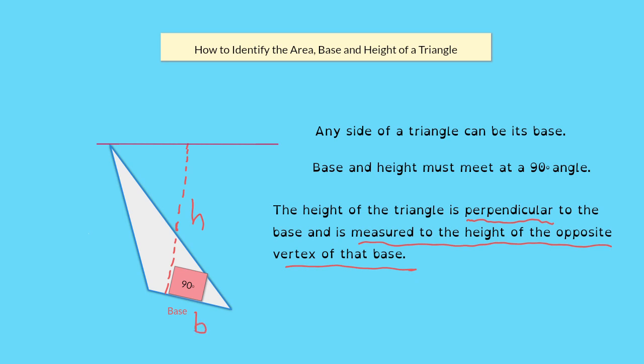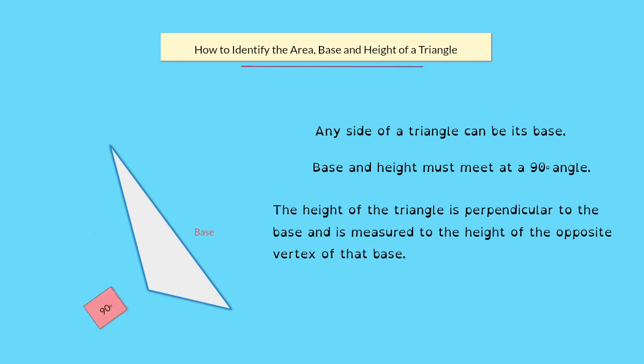We're not going to associate numbers with it right now because we just want to kind of show how to find a proper base height pair. Let's try another one. All right, let's take a look at the same triangle, but this time, because our base can be any side, we're going to look at our base as being this side over here.